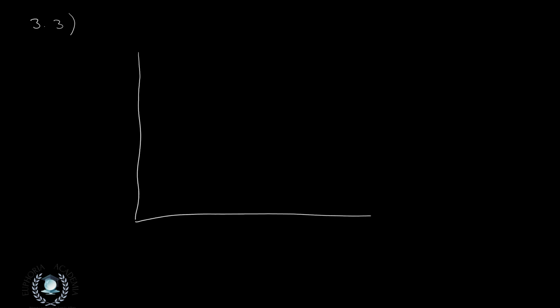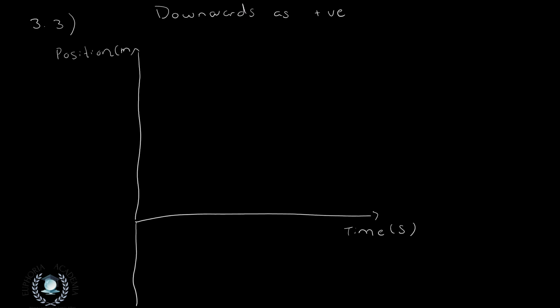Alright, so I'm just drawing a set of axes. Now I'm still taking downwards as positive. On our y-axis, we're going to have position. On our x-axis, we're going to have time. I'm going to measure time in seconds and position in meters.